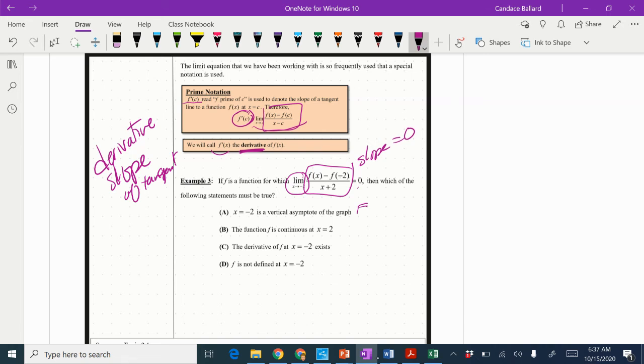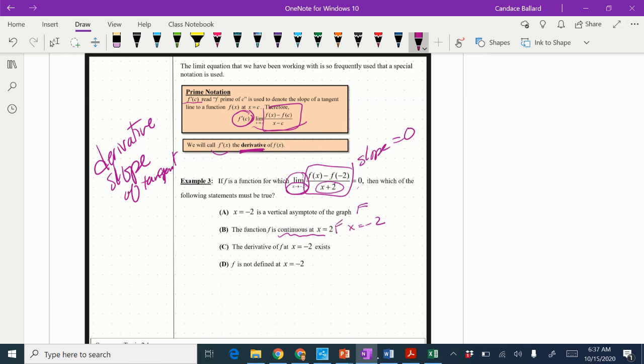The function f is continuous at x equals 2. Obviously, the function is not continuous at x equals 2 because there is, sorry, it doesn't matter on this because we're not looking at 2, we're looking at where x equals -2. So it's not pertinent to what the actual function is.